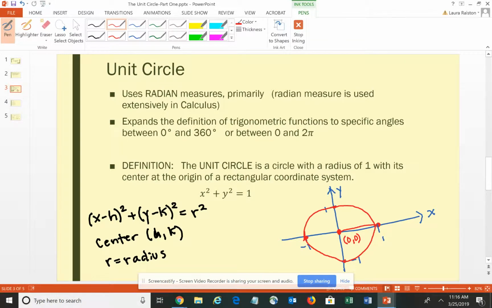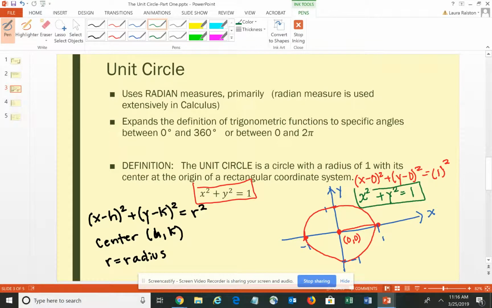So if you plug that in, how do we end up with x squared plus y squared equals 1? Because you would have (x minus 0) squared plus (y minus 0) squared equals 1 squared. And we don't typically write the zeros in there, so we would have x squared plus y squared equals 1. So there is the formula for the unit circle and how it is derived. So now I want to think about defining the 6 trigonometric functions in terms of the unit circle.